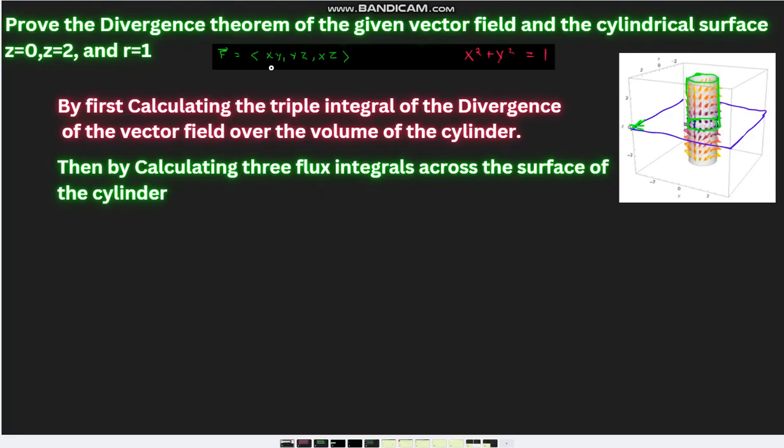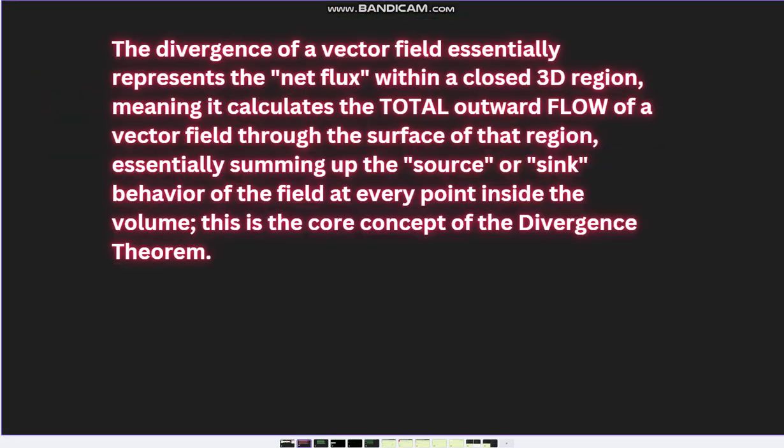You are given the vector field x y i, y z j, and x z k across the cylinder, radius 1, respectively. Now, as I promised, the divergence of a vector field essentially represents the net flux. I like to think of it in the easiest way, something you deal with on a daily basis, like maybe heat emanating from a burrito, or if you're a welder, maybe you heated up a metal rod and you would be measuring that.